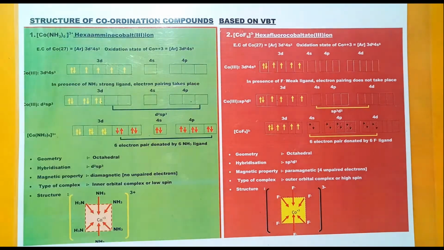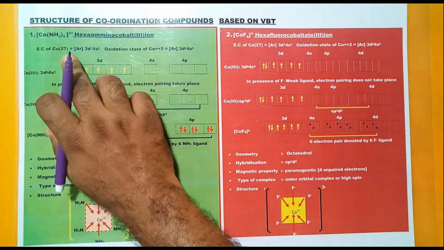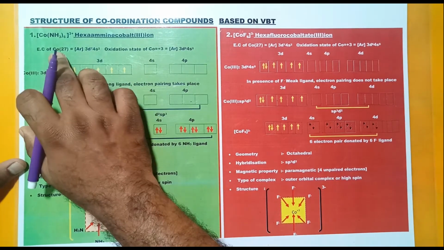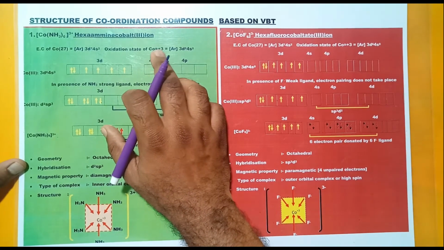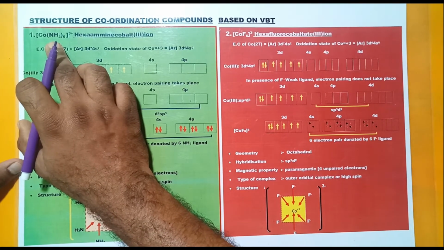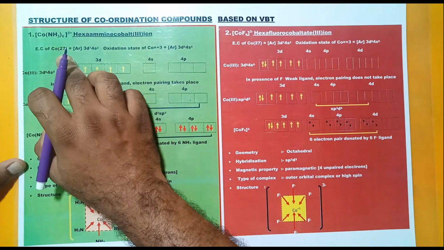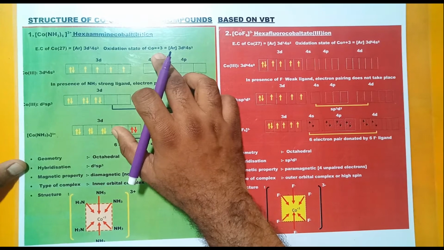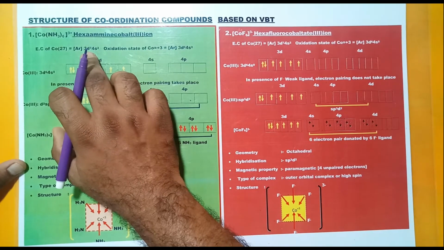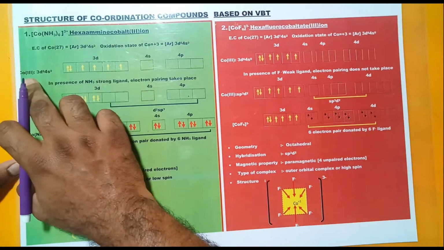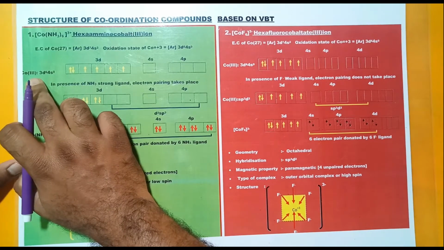So what is the electronic configuration here? What is the atomic number of cobalt? The atomic number of cobalt is 27 and its electronic configuration is [Ar] 3d7 4s2. Here cobalt is present in the +3 oxidation state. Why is it +3? Ammonia is a neutral ligand. It does not possess any charge here. So the electronic configuration of cobalt is [Ar] 3d7 4s2. +3 means there is a loss of 3 electrons: 2 electrons from the 4s and 1 electron from the 3d. It becomes 3d6. So Co3+ means cobalt exists in +3.